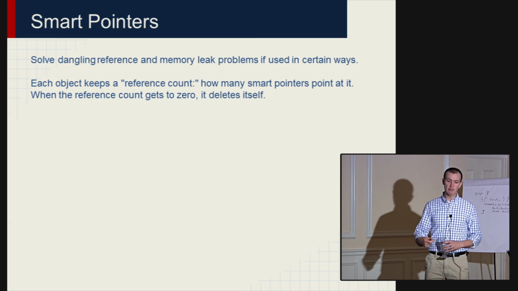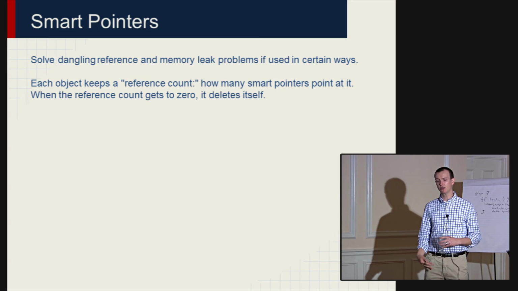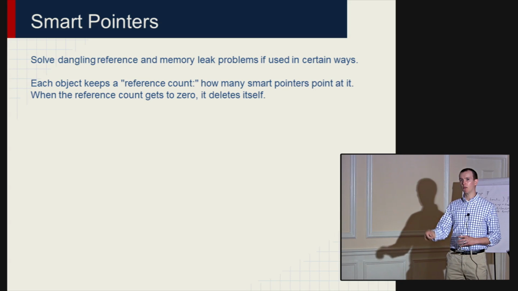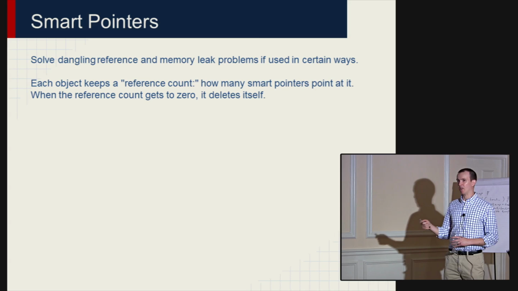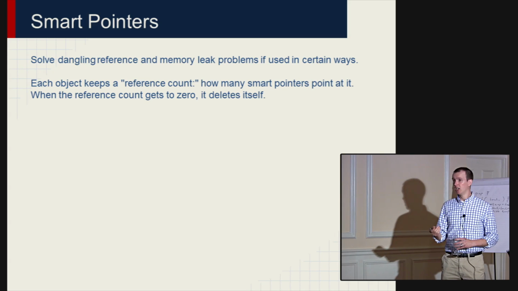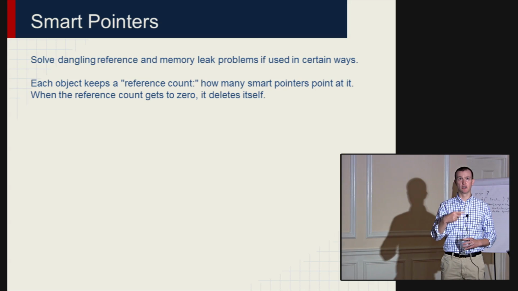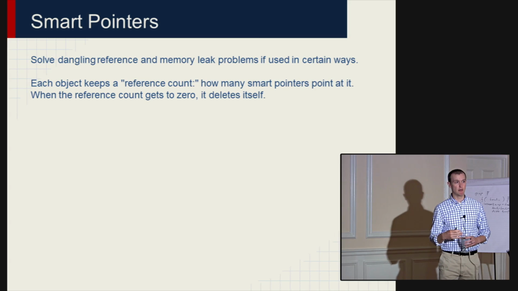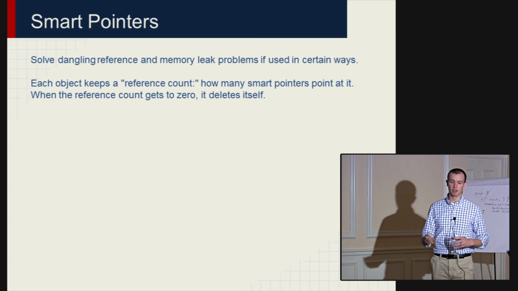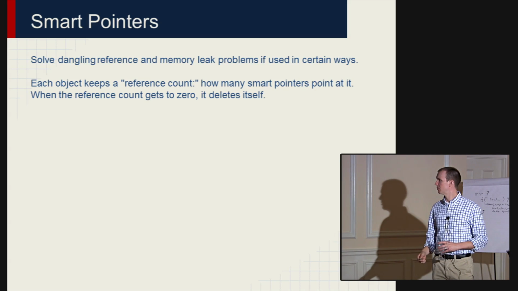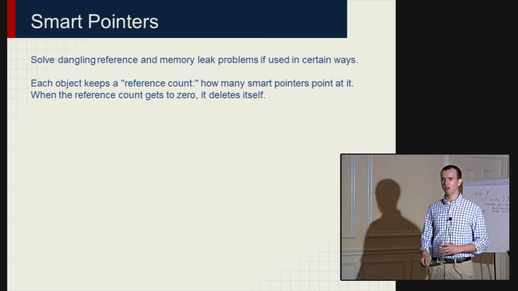So the solution that we have is that each object keeps a reference count, an extra piece of data that it has, and it's how many smart pointers point to it. Every time a new smart pointer points at a particular object, that object increments its reference count. And every time a smart pointer points somewhere else, that object decrements its reference count. And then once the reference count gets to 0, the object deletes itself. Actually, I think the smart pointer will delete it. So it'll delete the object once the reference count goes to 0. No, reference count calls delete this.